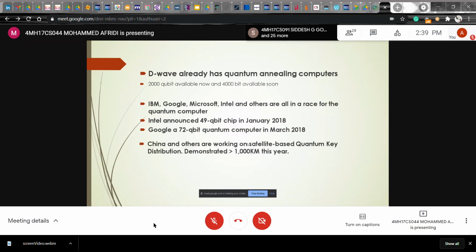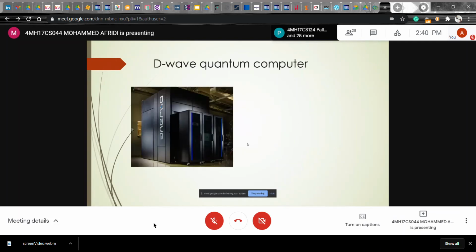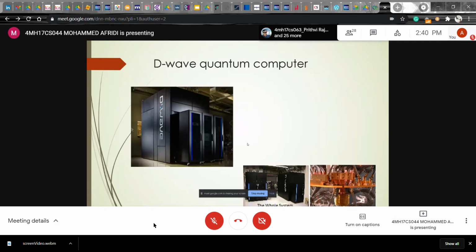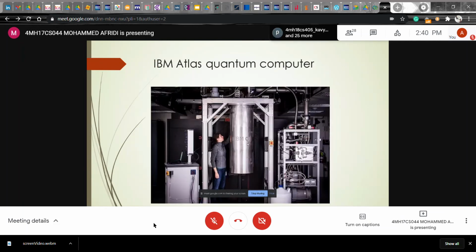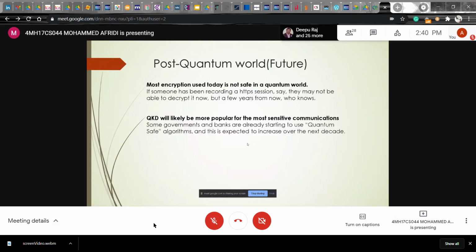China and others are working on satellite quantum key distribution, where they have transmitted information over 1,000 kilometers. This is the quantum computer and processor created by the D-Wave company. This is a quantum computer created by IBM at their lab.